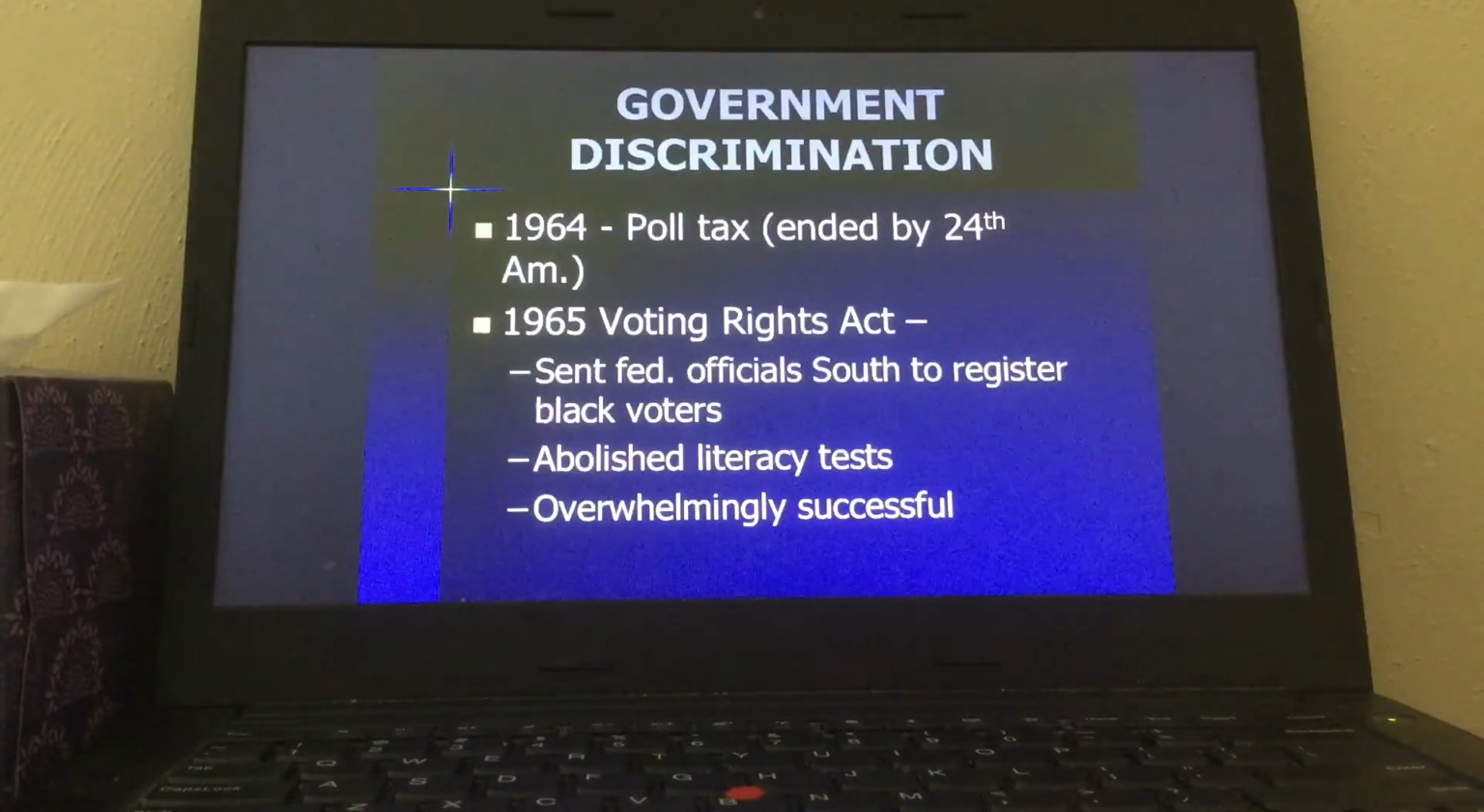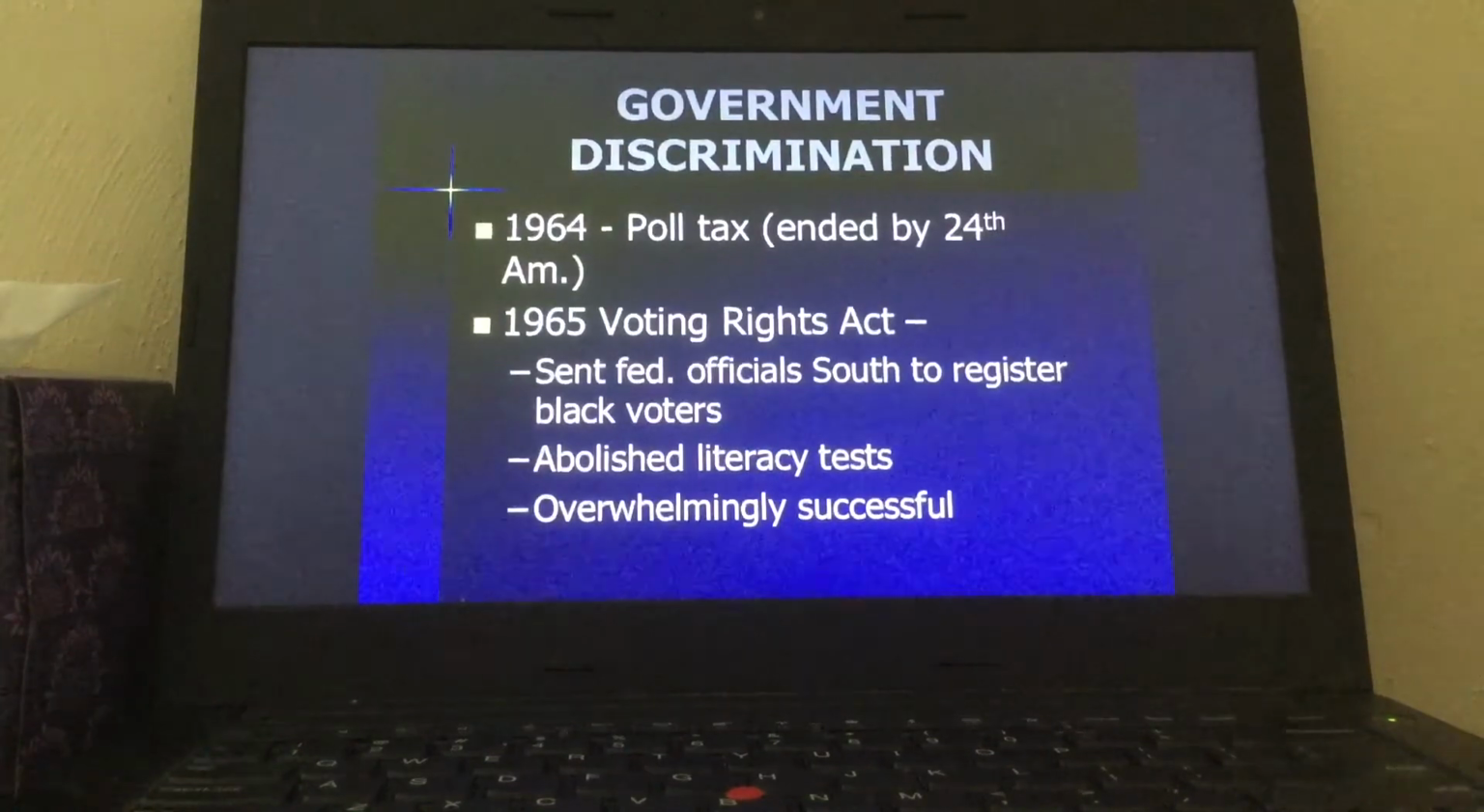Okay, 10 years after Brown, there was a constitutional amendment that ended the poll tax. The poll tax was something that was used in southern states where you had to pay to vote. And so that disproportionately burdened poor people, and African Americans at the time were disproportionately poor. And so it was kind of a backdoor way to keep African Americans from voting. And we added the 24th Amendment to the Constitution, 2/3 of Congress, 3/4 of states, to put an end to that in 1964.